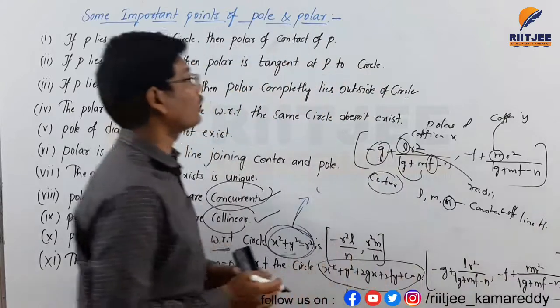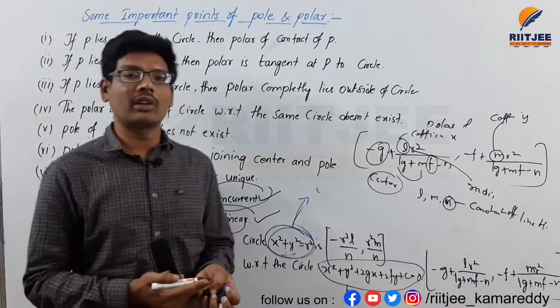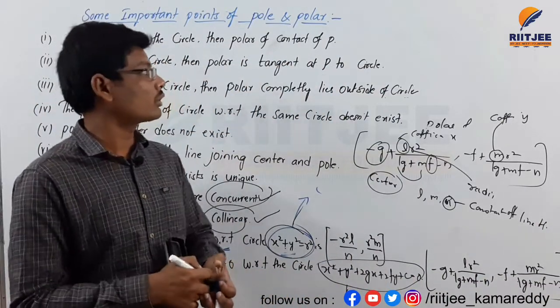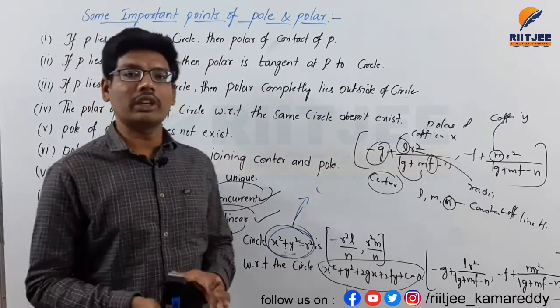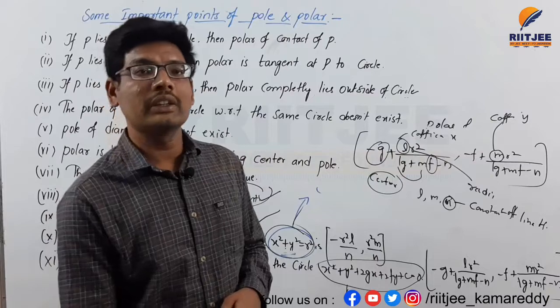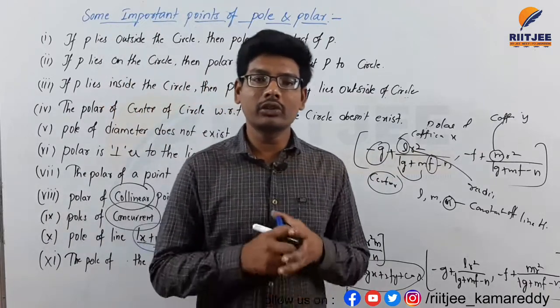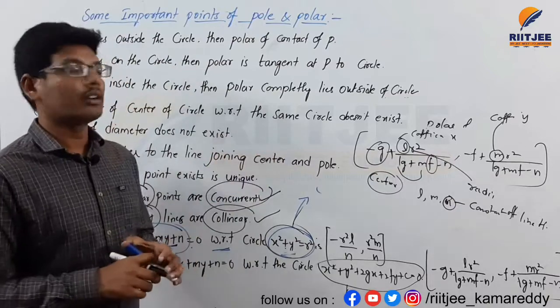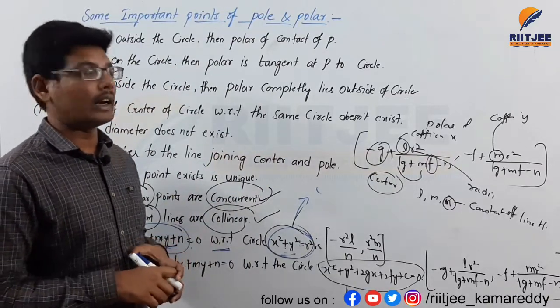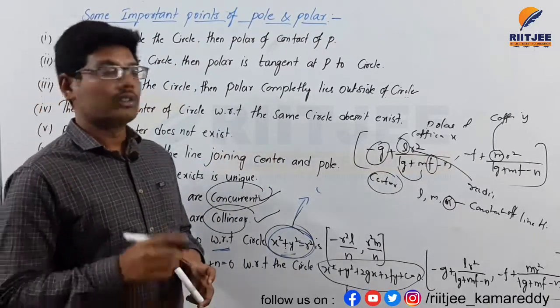This is all about pole and polar and their concept. In the next session we are going to learn conjugate points and conjugate lines. This is the most important topic of the intermediate circle chapter. You should know the concept of pole and polar. Please go through this class and practice in your notes.